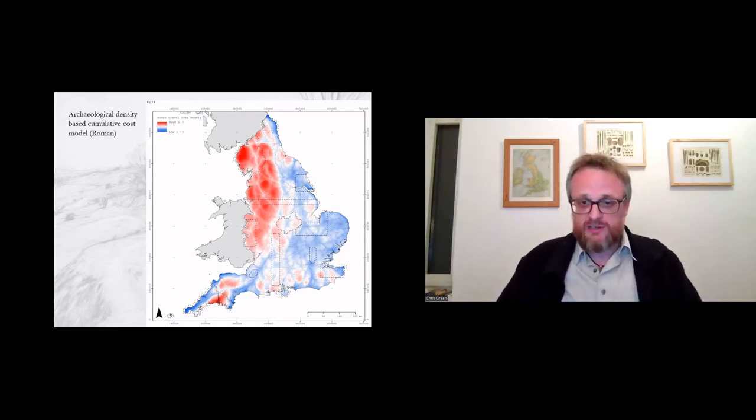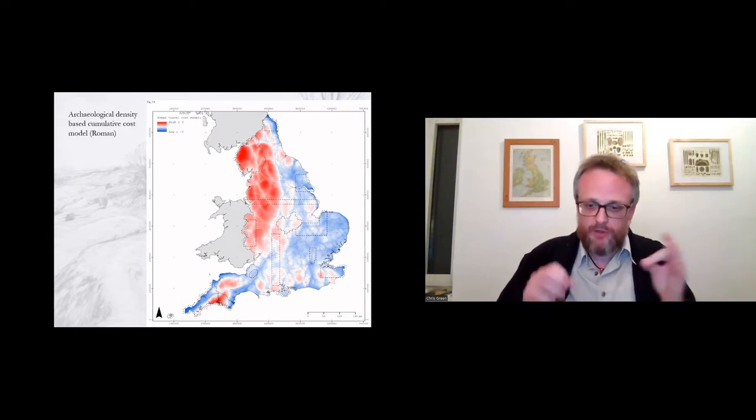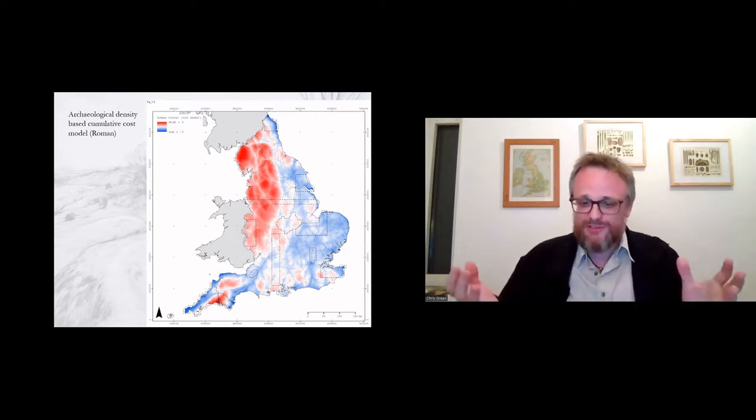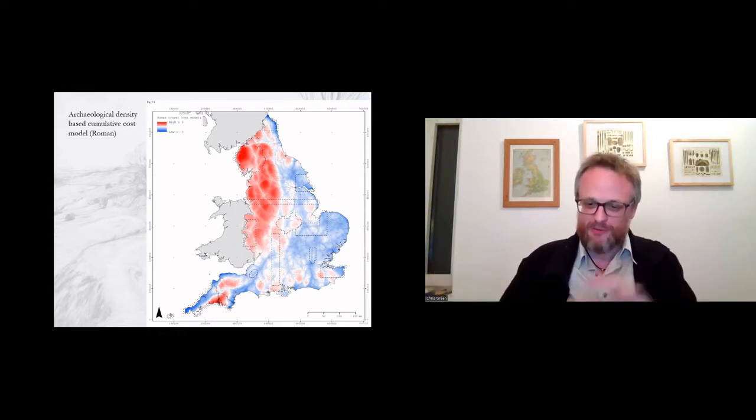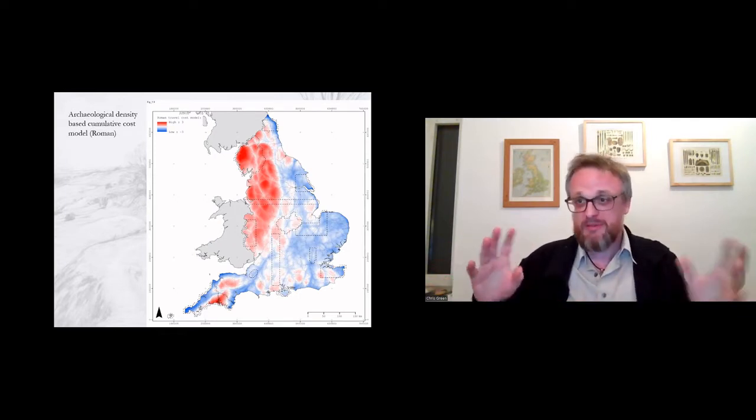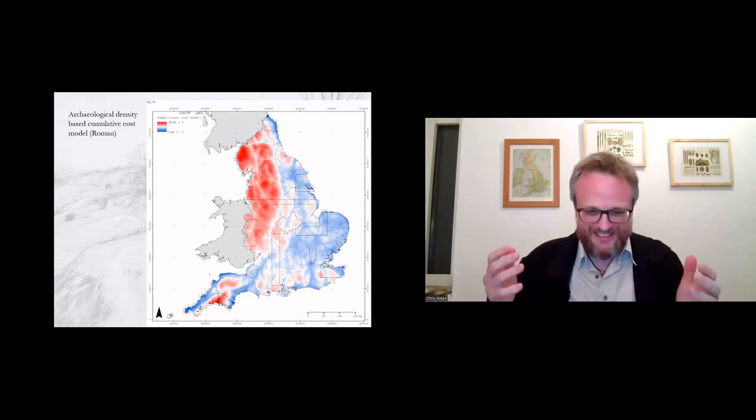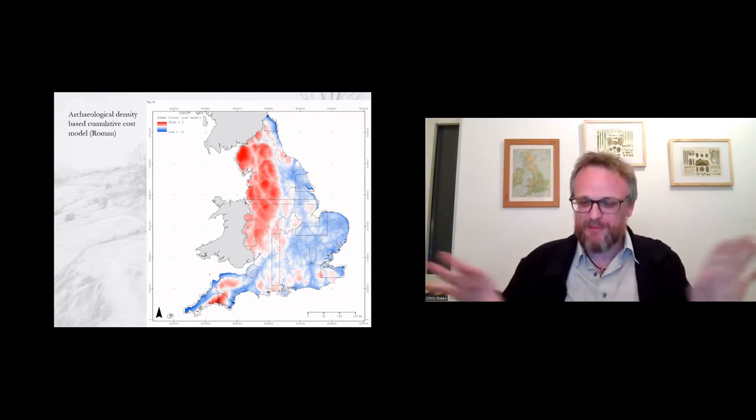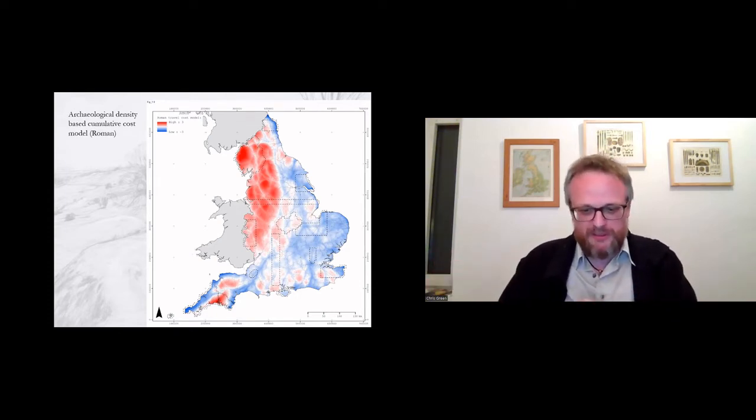So the map on screen shows the Roman model. Again, red is high travel cost, blue is low. I was really rather enamored with this model when it first came up on the screen, as I think it turned out really quite pretty. It's probably my favourite map of all the many maps we've got in both of our books.